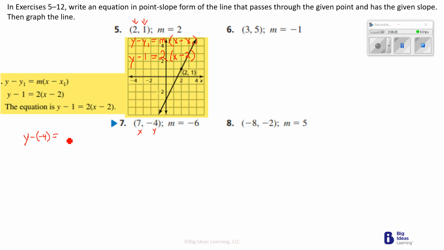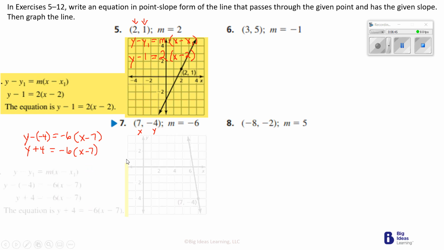And that's going to equal m, which is negative 6, times x minus, and I got 7 over here. And now I have a negative times a negative, so this is really going to be y plus 4 equals negative 6 times x minus 7. All right? And then I plot that on my graph.